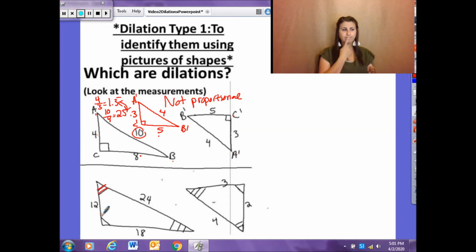This one has 2 lines. This one has 2 lines. Okay, so I'm going to redraw that one. I'm going to put 2 lines up here, and this one has 1 line, so I'm going to put the 1 line here. This one has my 3 lines, so I'll put my 3 lines there.